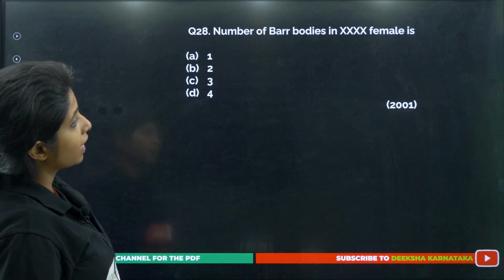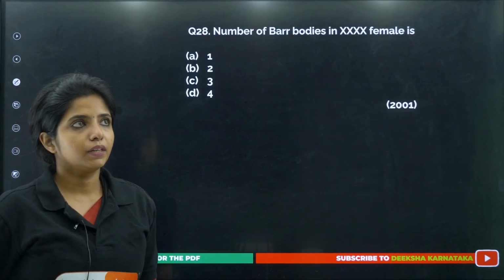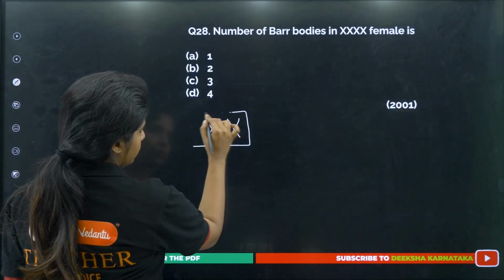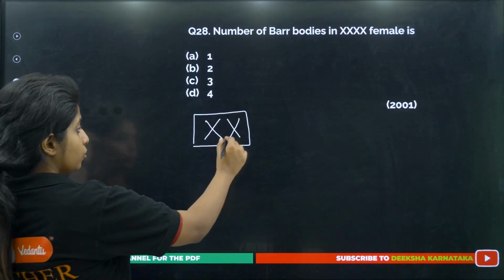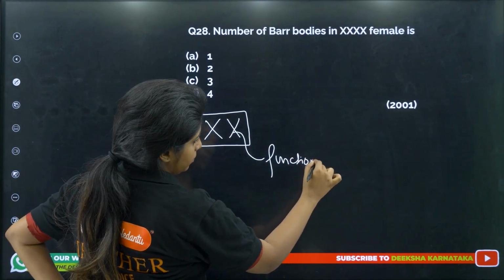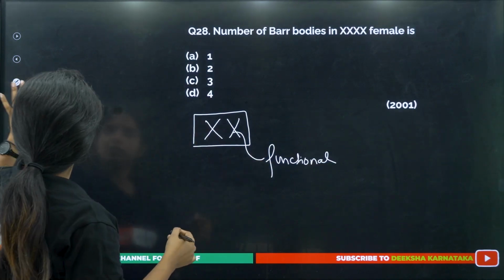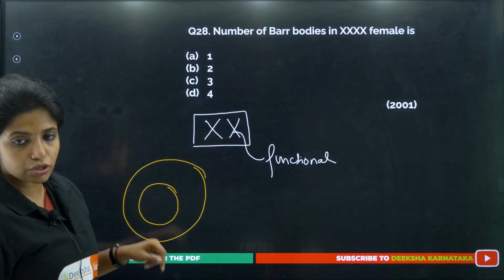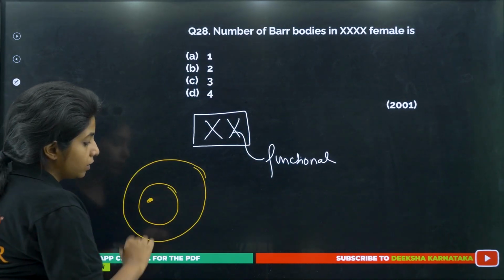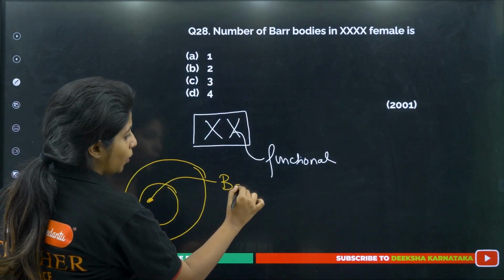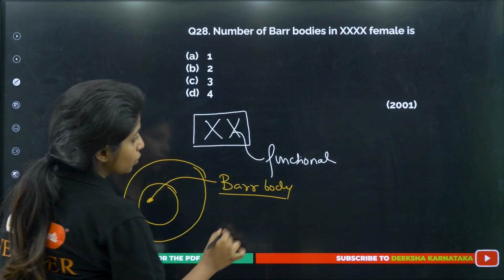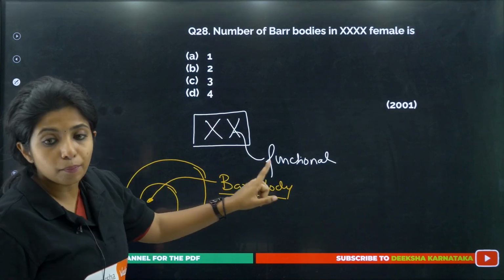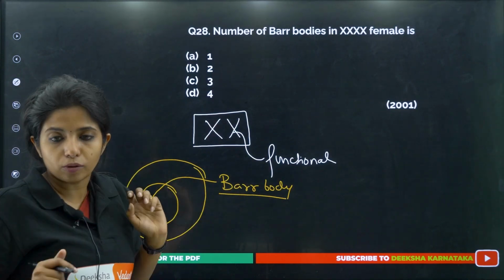Number of Barr bodies in XXX female is? Okay, listen to me carefully. What happens is that usually females have XX chromosomes. One X chromosome is the functional chromosome. And you know where the chromosomes are found? If this is a cell, inside the cell you have the nucleus, and in the nucleus you have the chromosomes. I say one is functional, the other one is not. The other one basically forms something like this, which is known as a Barr body. So in a female who has just X and X chromosome, one becomes non-functional and you call it a Barr body. It occurs like a dark spot under the microscope.